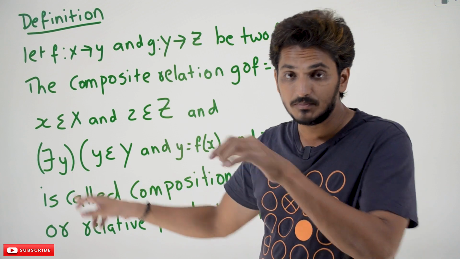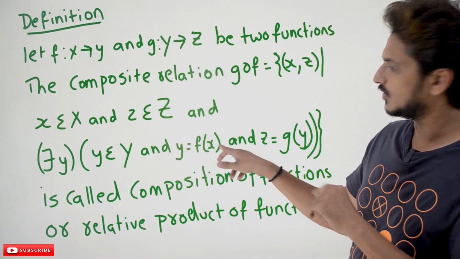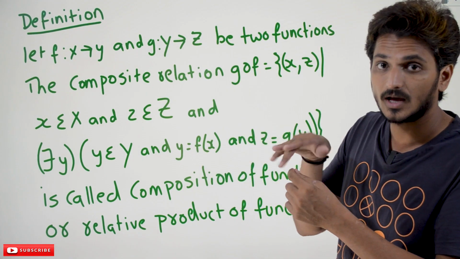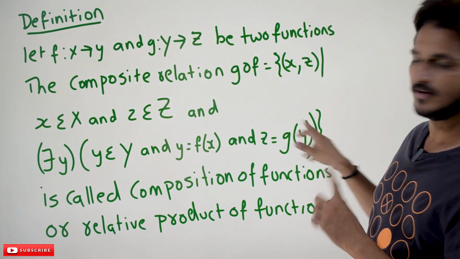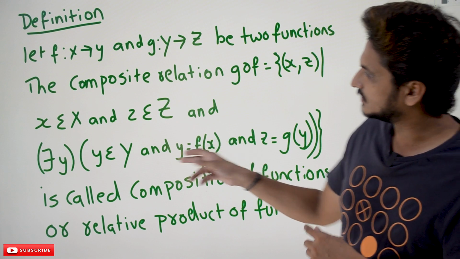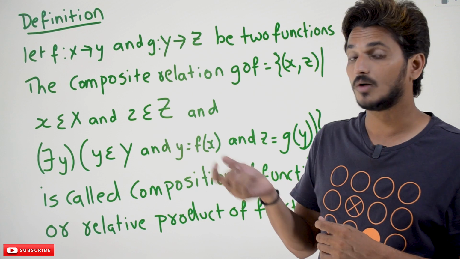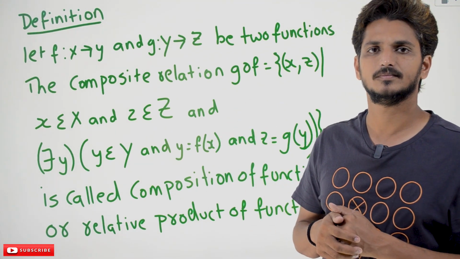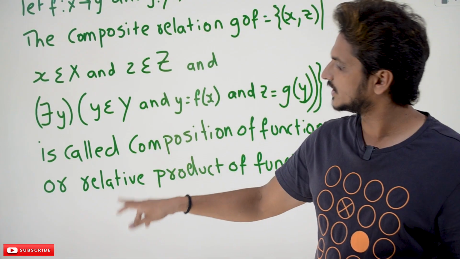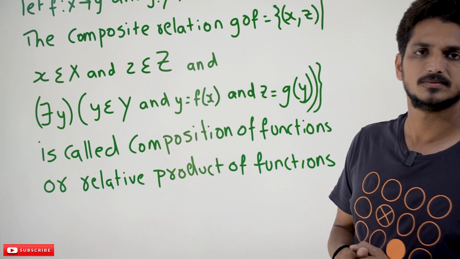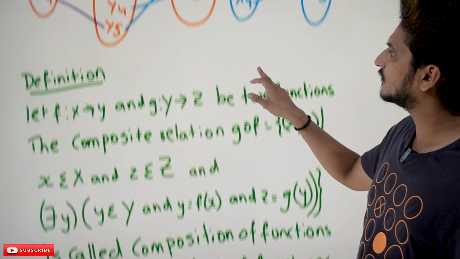there exists a y. In between you should have a y. That y belongs to set Y and y is equal to f of x. It is forming a link between the x and z. And z is equal to g of y. If these two conditions are satisfied, we take that x and z ordered pair in g composition f. That is what the definition of composition of function is, or we call it the relative product of functions. So this is the definition of composition of functions.